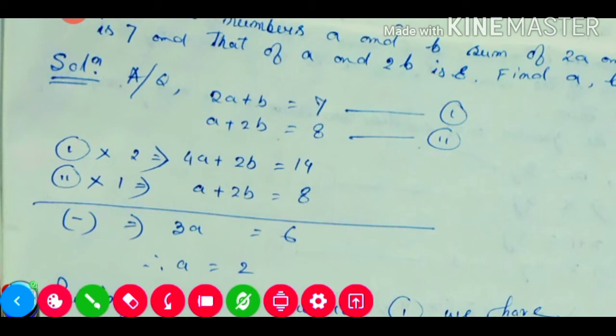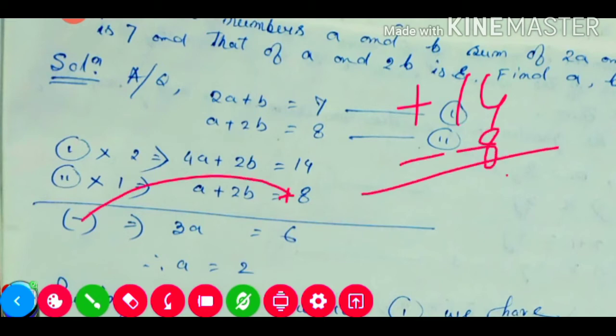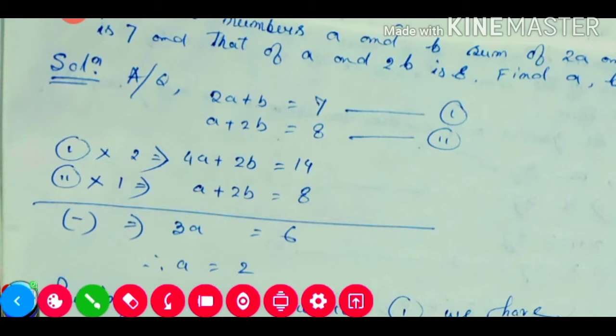So here it will be 0, no need to write 0, and 14 plus 14 and plus 8, it is our plus 8. Now plus minus will be our minus 8. So 14 minus 8 is equal to our 6. So 3a is equal to our 6. Now this 6 will divide by 3, so it will be our 2. So a value we got is 2.